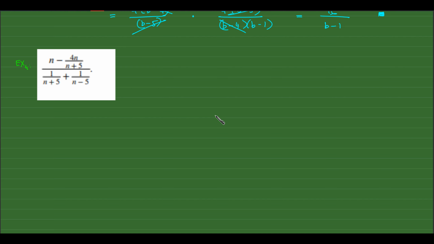Alright, so again, go ahead and split it up with the division symbol, n plus 5 and n minus 5. Believe me, usually I don't have to split it up, I just do whatever on here. I don't have to use this division symbol, but many of you are used to it, so I'm gonna use this.